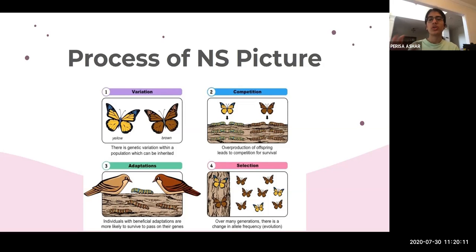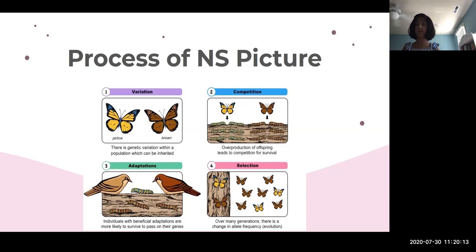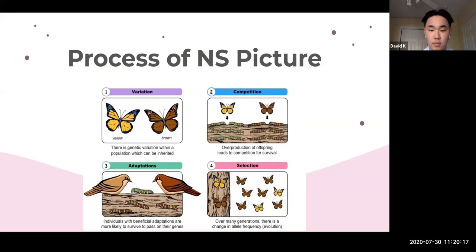So as a result, the yellow ones don't survive, because the yellow butterfly's offspring doesn't have very good camouflage. Yes, you're right. That would be in adaptation and selection.